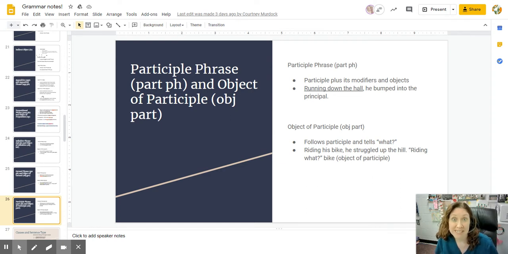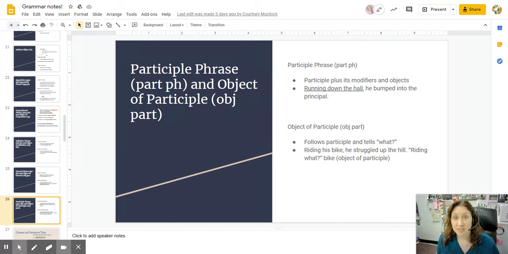Now, what describes him? Well, running down the hall. Running down the hall tells us when he bumped into the principal. Technically, it's going to be working as an adverb. The important thing for you to be able to see is that running is not actually happening in the sentence. Bumped happened in the sentence. Running down the hall describes when he bumped. That's the participle.